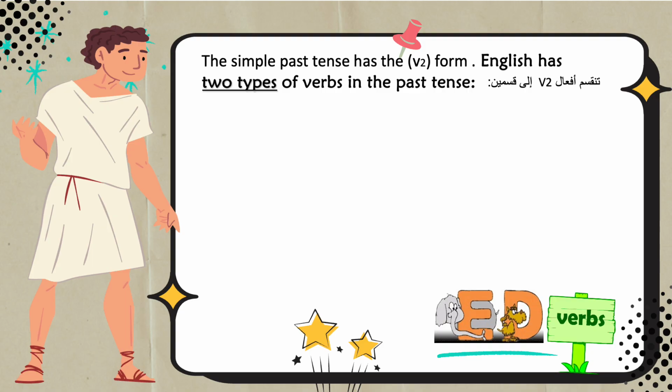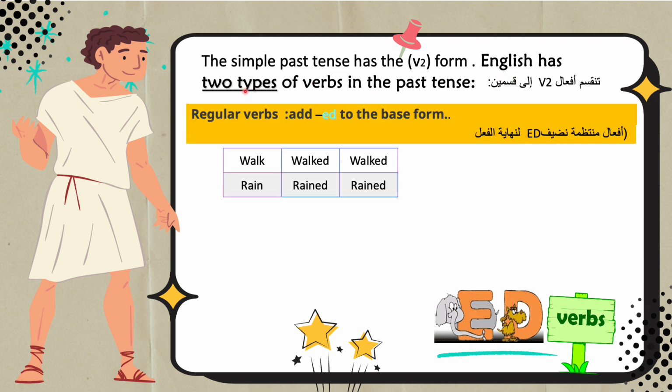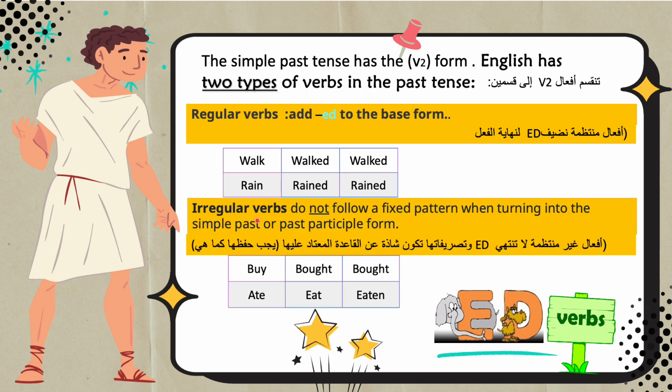The simple past tense has the verb form. English has 2 types of verb in the past tense. Regular verb. Just add ed to the base form. Walk, walked, just add ed. Rain, rained, just add ed. Irregular verbs do not follow a fixed pattern when turning into the simple past or past participle form. They have a different form.